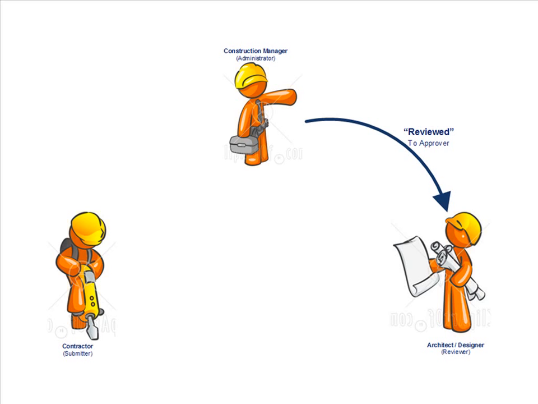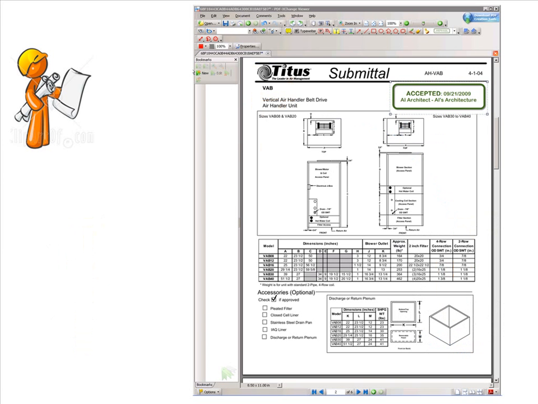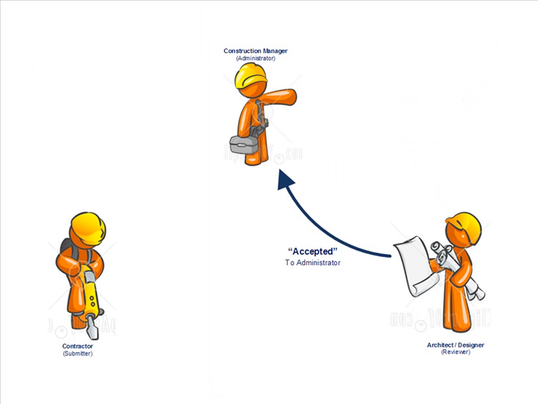Once the process of the architect and the designers is completed and they've looked at the document, they will usually also stamp the document with an accepted or a rejected stamp indicating their preference for that object. So then our architect and the design team, when they're done with that, will then return the object, the submittal item, back to the construction manager.